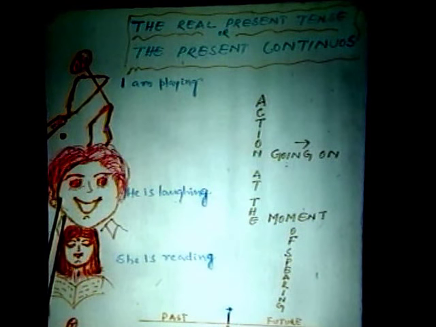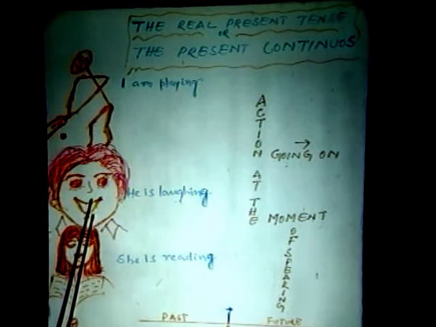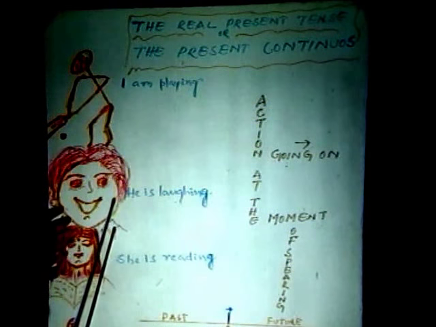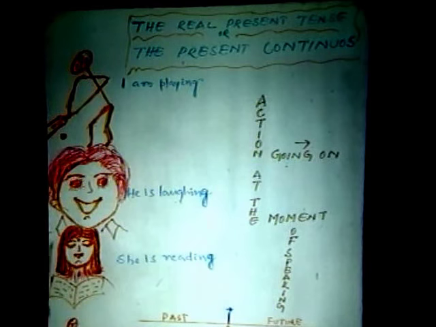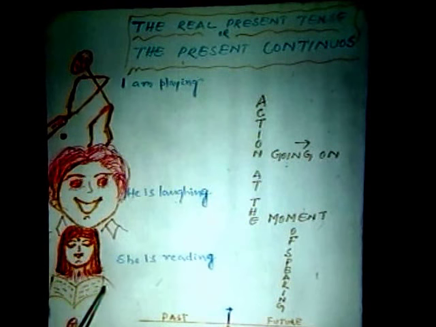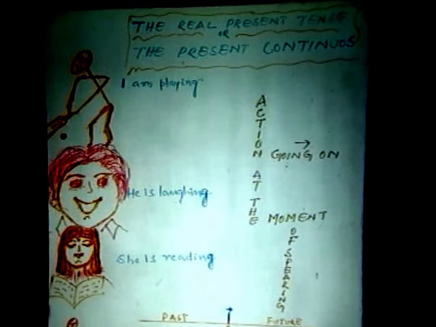So with the sentences we get an idea and we can really observe that they are actually doing something at the moment of speaking. Action going on at the moment of speaking. Because when we are speaking, this fellow is playing, and here this fellow is laughing, and this girl is reading. So these are the activities which are going on at the moment of speaking.